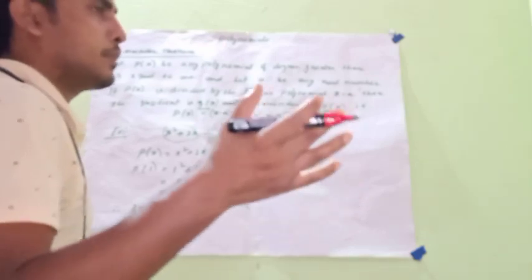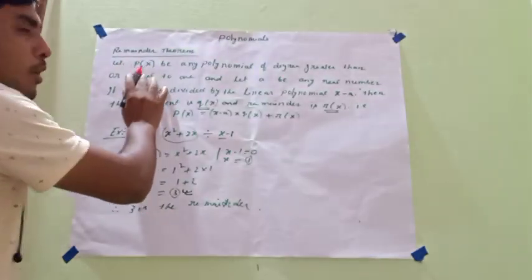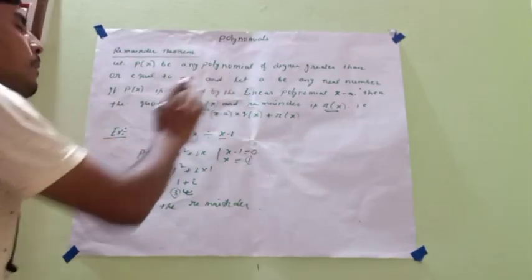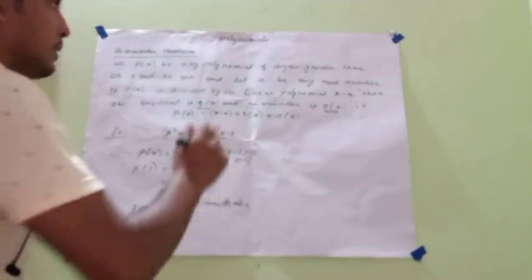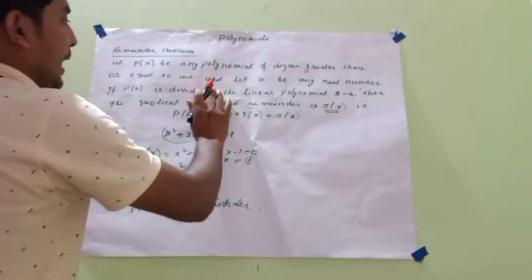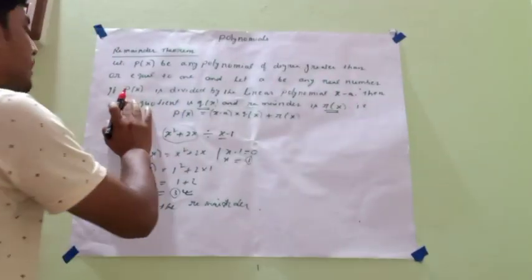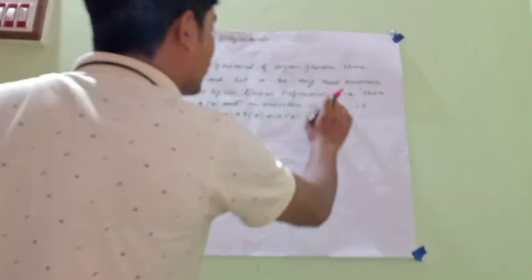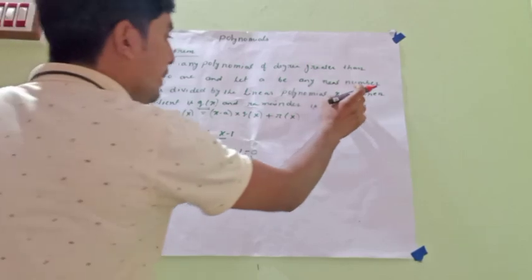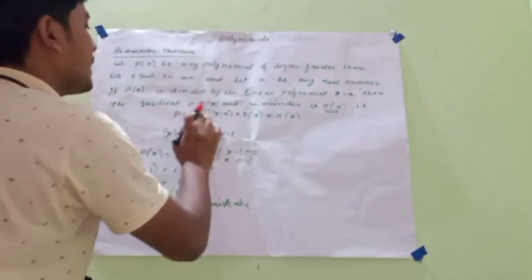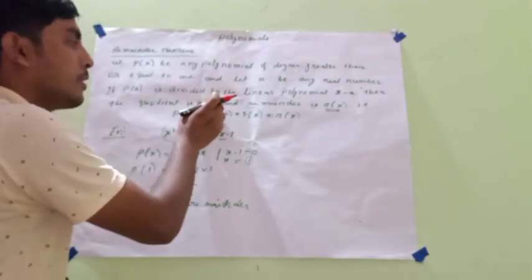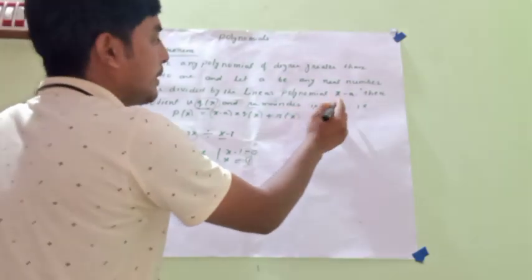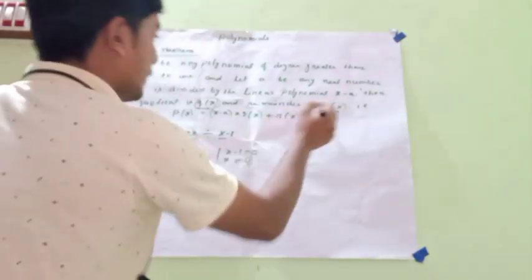What is the connection with this? I will explain after some time. See, let p(x), all of you know what is p(x), polynomial of x, be any polynomial of degree greater than or equal to 1. And let a be any real number. If p(x) is divided by the linear polynomial x minus a, then the quotient is q(x) and the remainder is r(x).